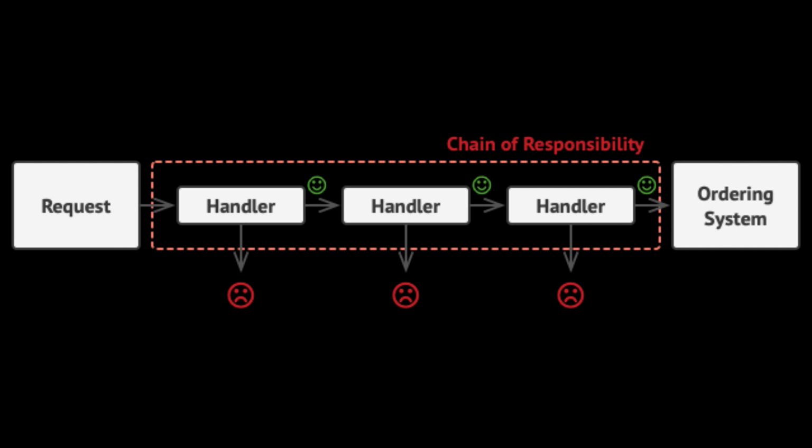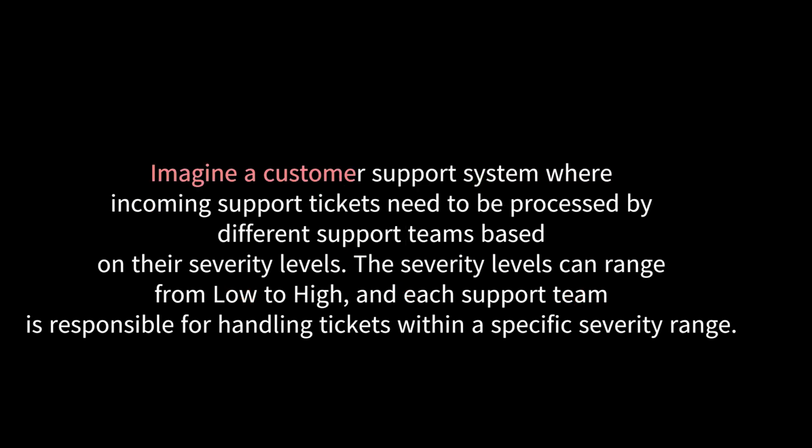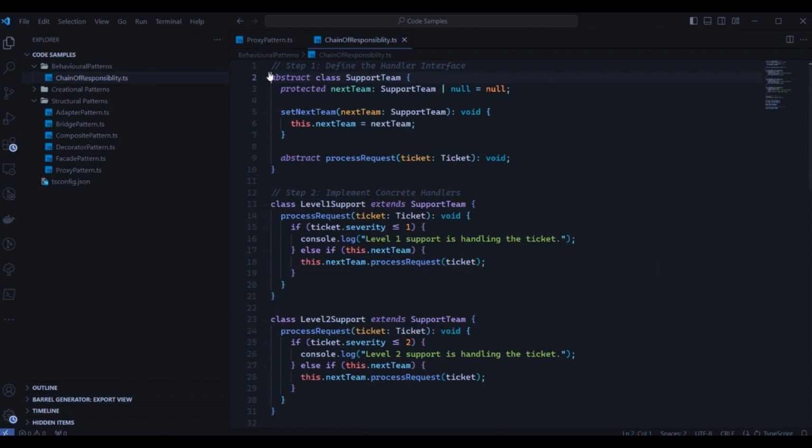This code is related to a problem statement. Imagine a customer support system where incoming support tickets need to be processed by different support teams based on their severity levels. The severity levels can range from low to high, and each support team is responsible for handling tickets within a specific severity range. The solution for such a scenario can be easily built with the help of the chain of responsibility behavioral pattern. Let's look into the steps for how we can build the solution for this problem.